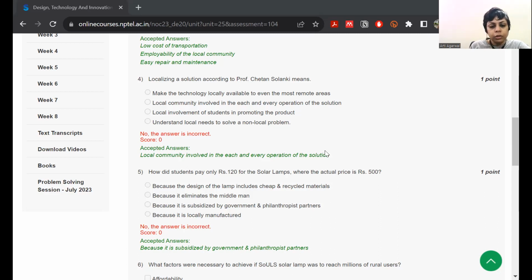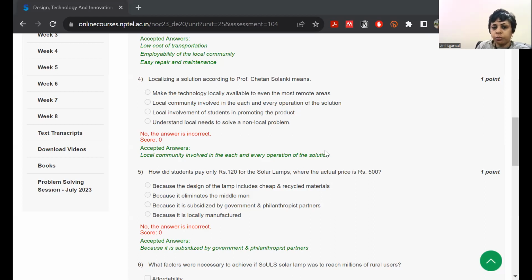Question number four. Localizing a solution according to Professor Chetan Solanki means option one, making the technology locally available in the most remote areas, local community involved in each and every operation of the solution.